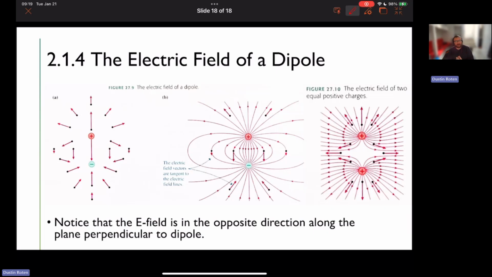And just to finish, we have the electric field lines from a dipole included here. Don't forget that you have this little weirdness right here along the plane perpendicular to a dipole, where you get the E field pointing in the opposite direction, whereas the electric field elsewhere, that's not necessarily the case.